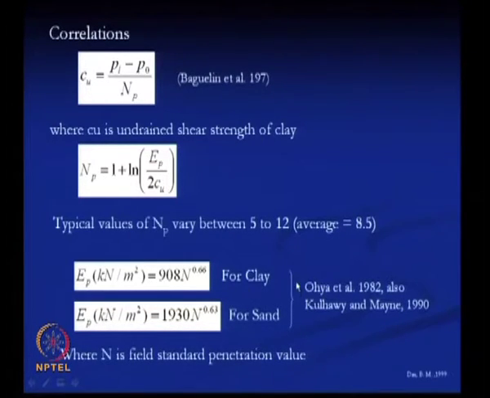Now, by using the different correlations, this N is the field standard penetration value. So, this is the correlation between the field N value and the E p value. For clay this is 908 into N to the power 0.66, and for sand the E p value is 1930 into N to the power 0.66. So, these are the two types of expression we generally use.